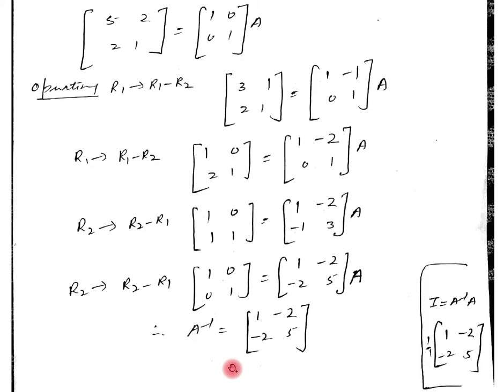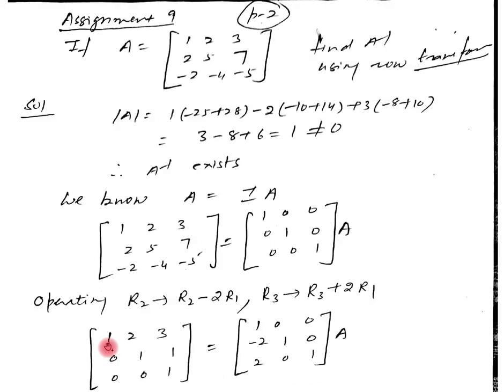Let us see another question. There I have taken the question of order 2. Now I am taking the question of order 3. Now let us see the question. A is again a square matrix of order 3 and we have to find out A inverse by using row transformation. Now here again we will find out the determinant of A by expanding it by any row or column. We are getting equal to 1. Now it is not equal to 0, so we can say A inverse exists.